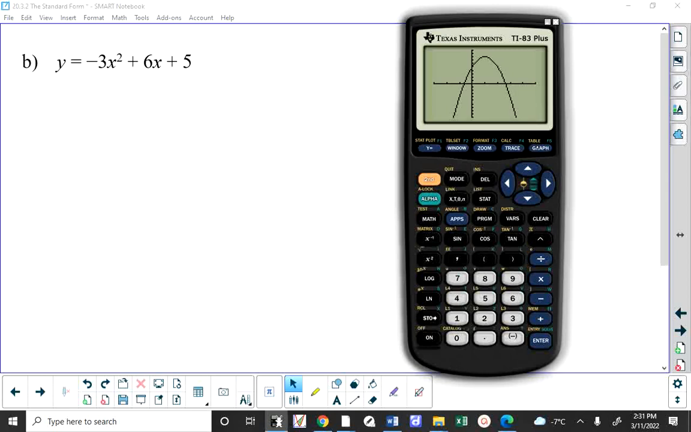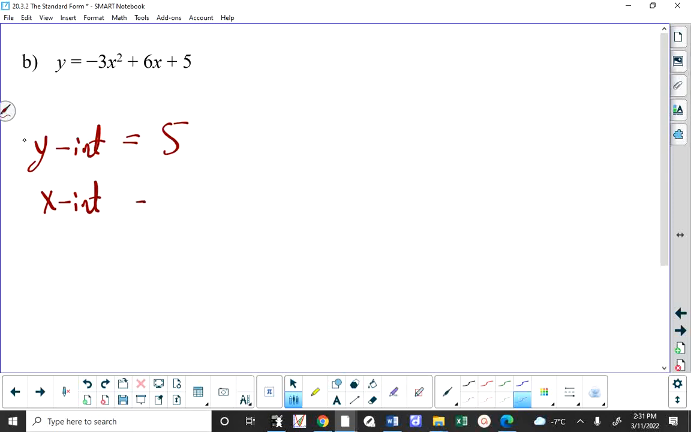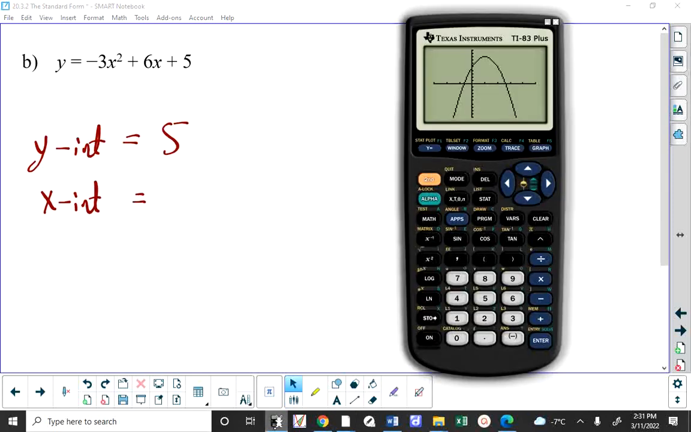So let's do the intercepts first. Y-intercept. Well, we shouldn't need to really do anything for that. It's 5 because the constant term is 5. X-intercepts. I did this yesterday, I think, in the seminar. I don't know if you remember.